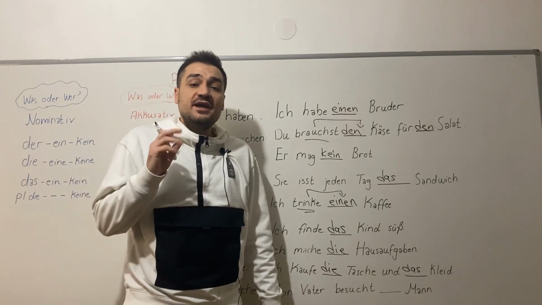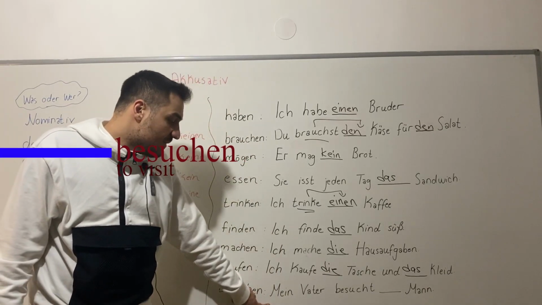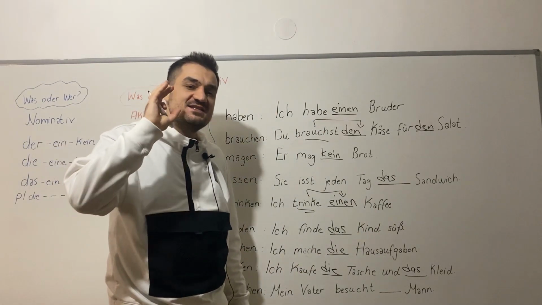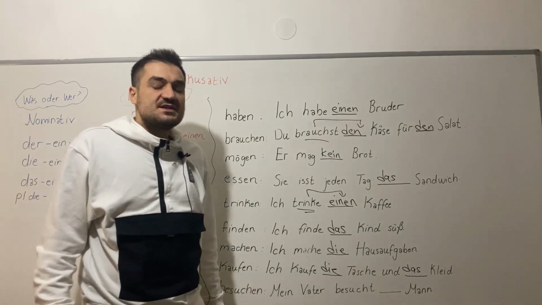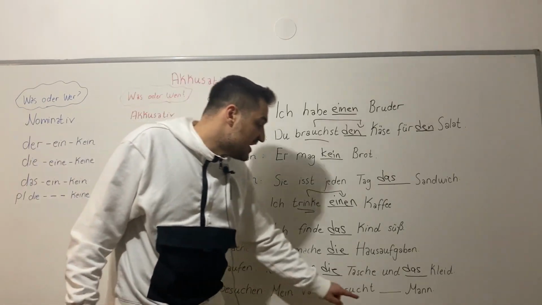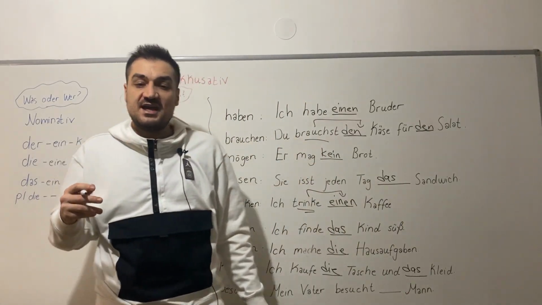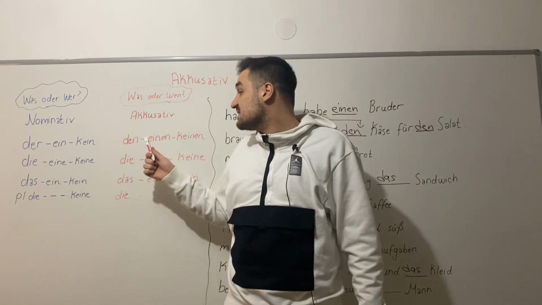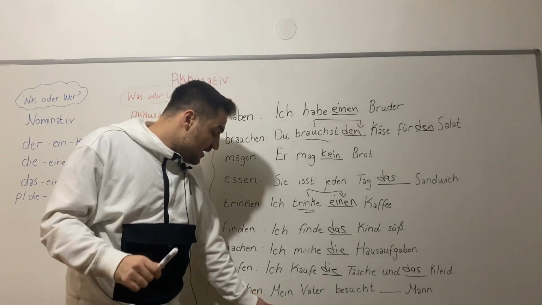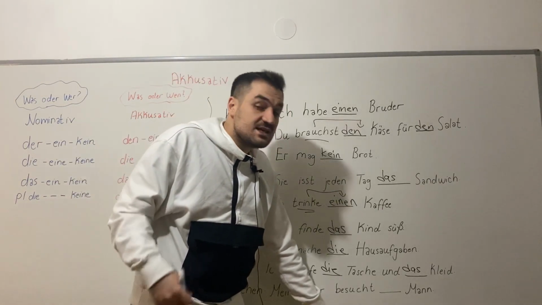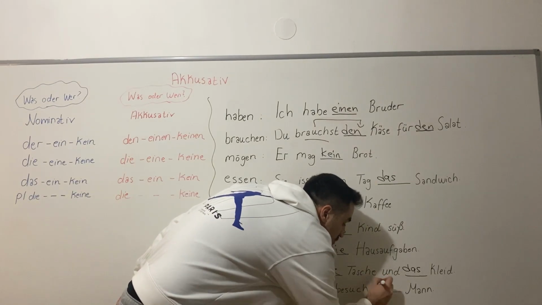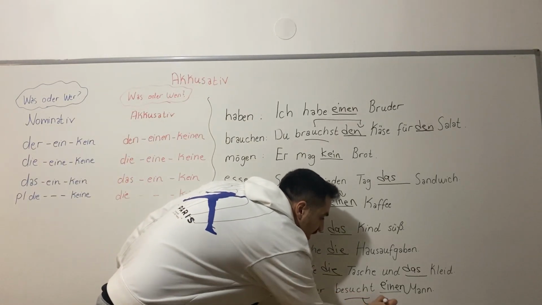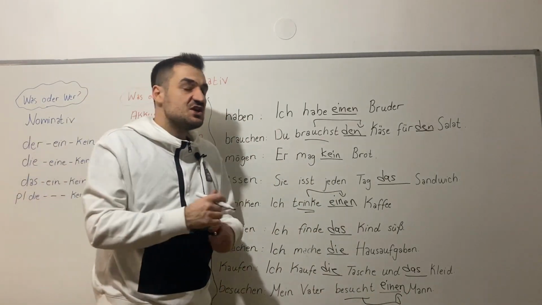Besuchen. Besuchen means to visit. Here in this case, my father, mein Vater besucht Mann. Mann means the man, and it has the article der Mann. But I want to say a man, that's why I must change the article here to the accusative case. And we are changing der to den, but I want to say a man, and that's why I'm doing einen Mann. Here, my father visits a man. Mein Vater besucht einen Mann. Besuchen directly affects the man. You must change the article here.